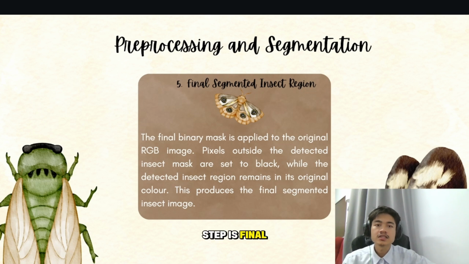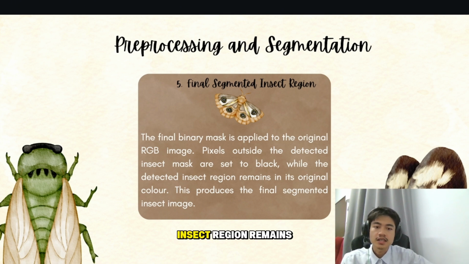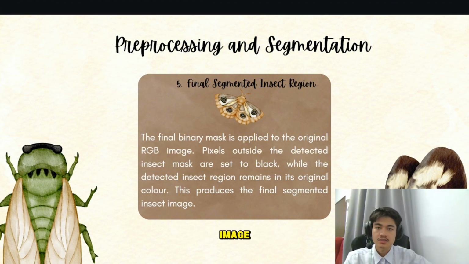And the last step is the final segmented insect region. The final binary mask is applied to the original RGB image. Pixels outside the detected insect mask are set to black, while the detected insect region remains in its original color. This produces the final segmented insect image.